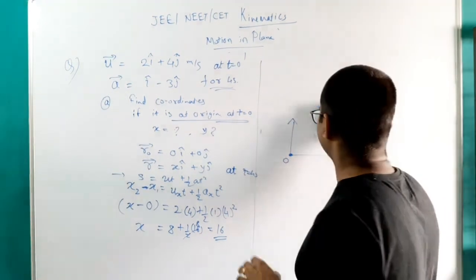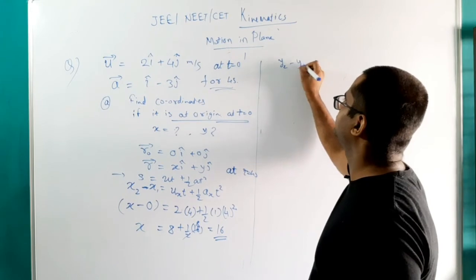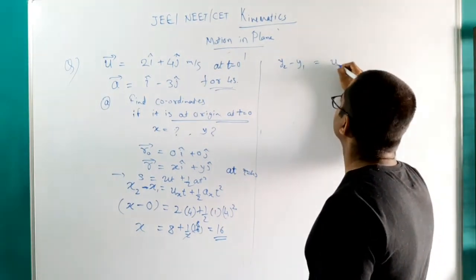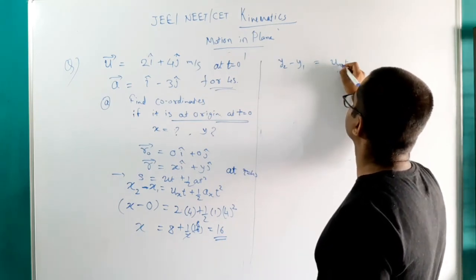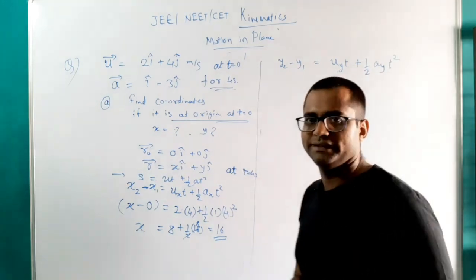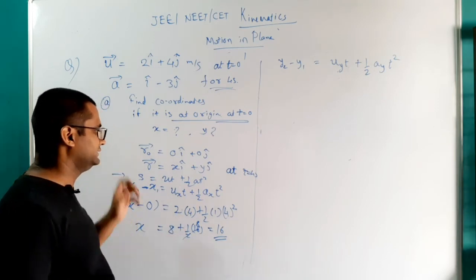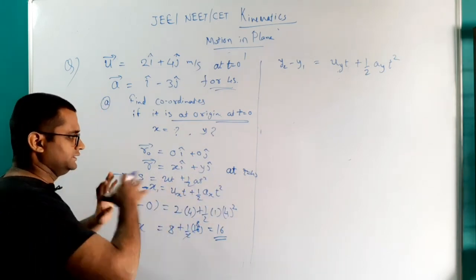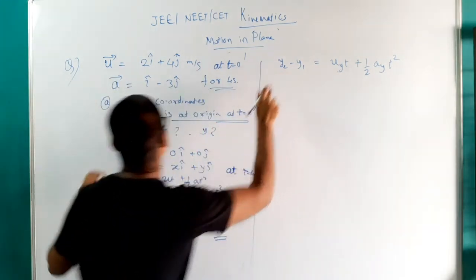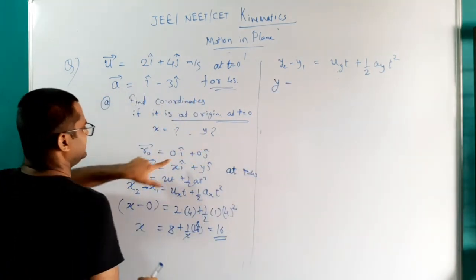Now let us find the y component in the same way. So y2 minus y1 will be uyt plus half ayt square. So we have split the motion in x and y. This is the easiest method to work this out, otherwise the equations will be so large that you may encounter errors. So what is the final position? Final position was y. What is the initial position? It starts at origin, so initial position was 0.